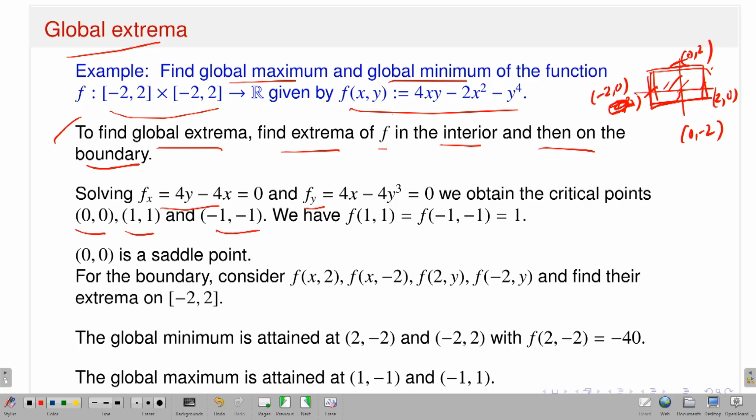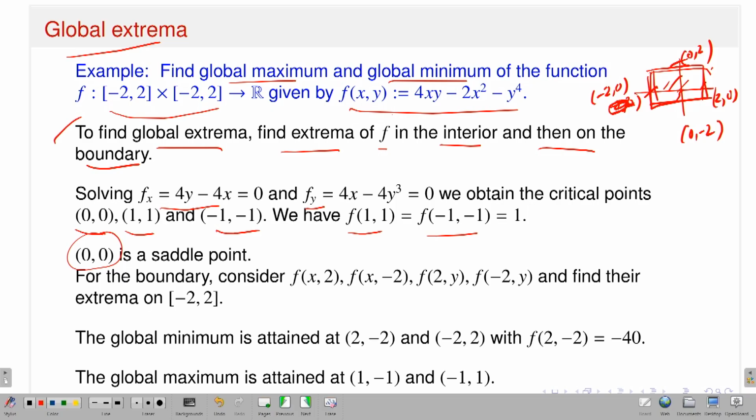So there I have to check whether maxima minima exist or not. If you check the value f(1,1), f(-1,-1) value is 1. Now what about the point (0,0)? If you check, the point (0,0) is a saddle point. That means you just compute the Hessian matrix and think about the determinant, you will see the determinant is negative. So therefore (0,0) is a saddle point, so maxima minima might exist at the point (1,1) or (-1,-1).